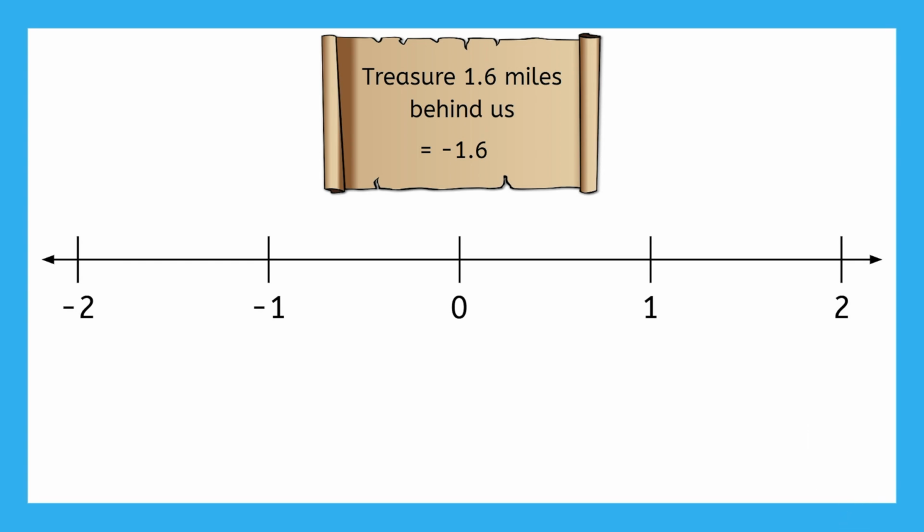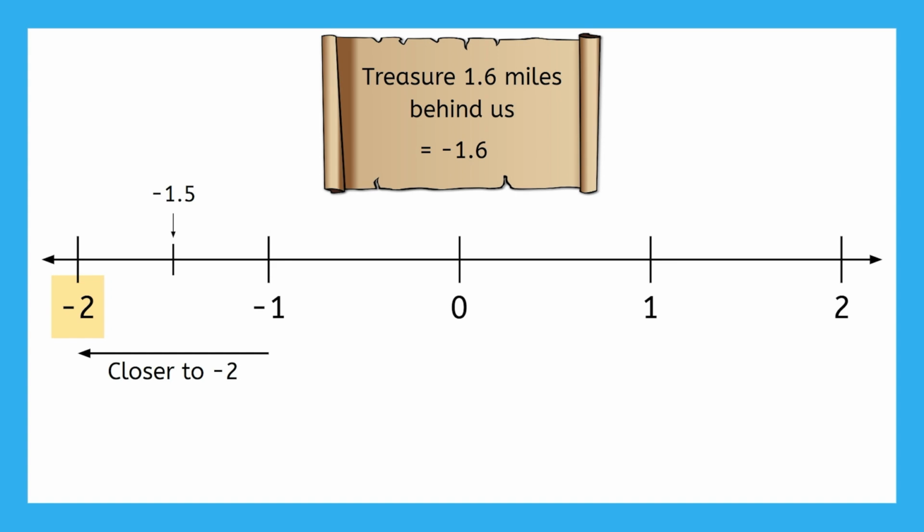Just like our last clue, because the value we're plotting is negative, the point will go on the left side of the number line. If we were plotting on the positive side, the point would go between 1 and 2, so negative 1.6 will be between negative 1 and negative 2. The halfway point between those two integers would be negative 1.5. 6/10 is a little bit closer to a whole than 5/10 or a half, so our point and the treasure would be closer to negative 2 than negative 1.